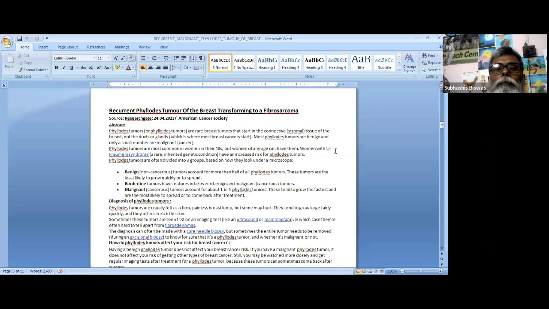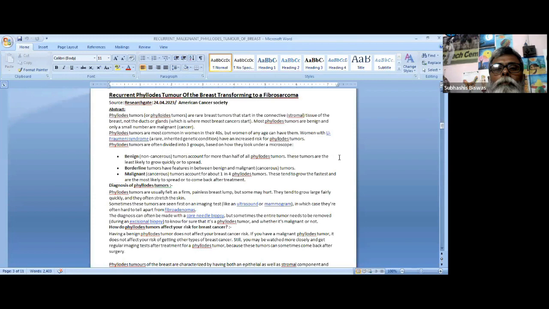Most Phyllodes tumors are benign, and only a small number are malignant, cancerous. You can say it is a mere 10 to 15% only. Phyllodes tumors are most common in women in their 40s, but women of any age can have them, and women with a rare inherited genetic condition have an increased risk of Phyllodes tumor, that is from many syndromes. Phyllodes tumors are often divided into 3 groups based on how they look under a microscope.